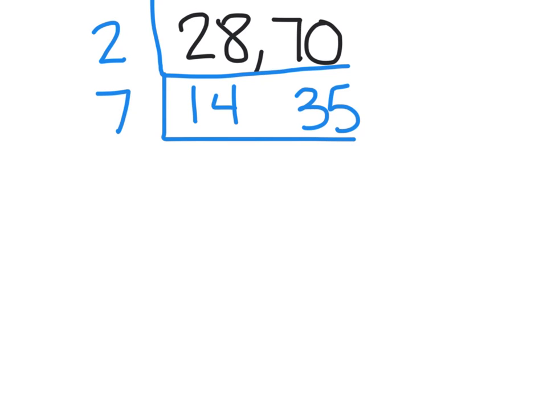14 divided by 7 is 2. 35 divided by 7 is 5. Since there's no prime number I can divide both 2 and 5 by, I'm done.